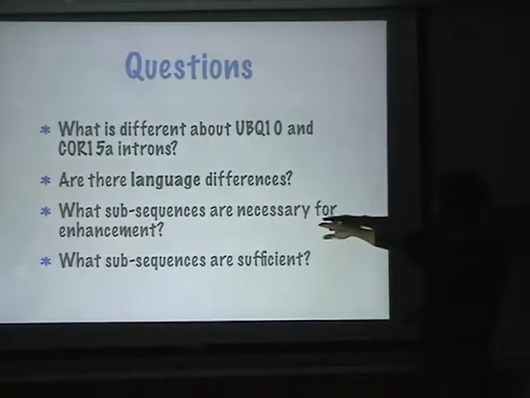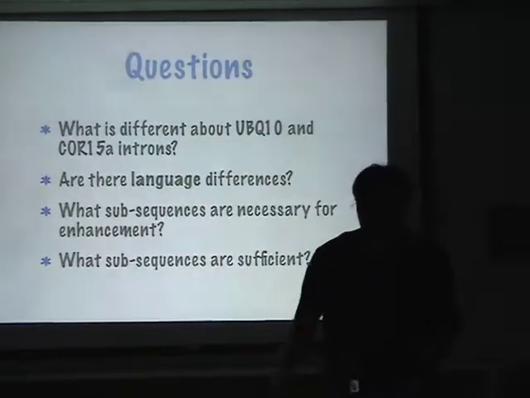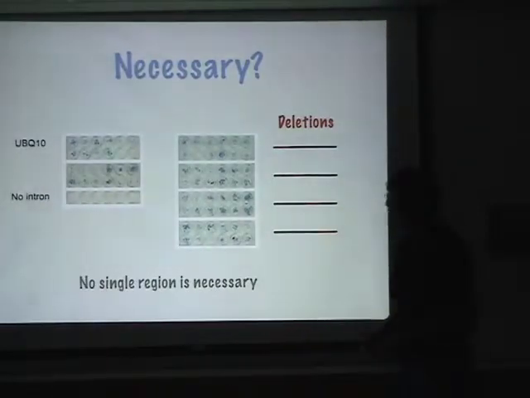What subsequences are necessary for enhancement? Is there some part of that? Can we dissect in some way and figure out what it is? And what subsequences are sufficient, meaning that we could pull out and put somewhere else and they would also work? So we can do molecular biology experiments like this. We'll also get to the bioinformatics kind of stuff.